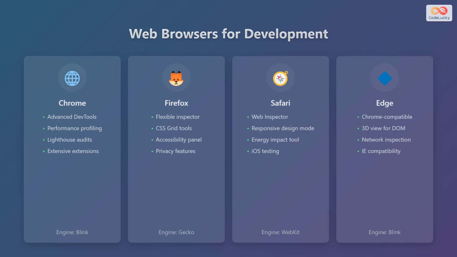Then we have Safari, which offers Web Inspector, responsive design mode, energy impact tool, and iOS testing. Its engine is WebKit. Lastly, we have Edge, which is Chrome compatible and offers a 3D view for DOM, network inspection, and IE compatibility. Its engine is Blink.